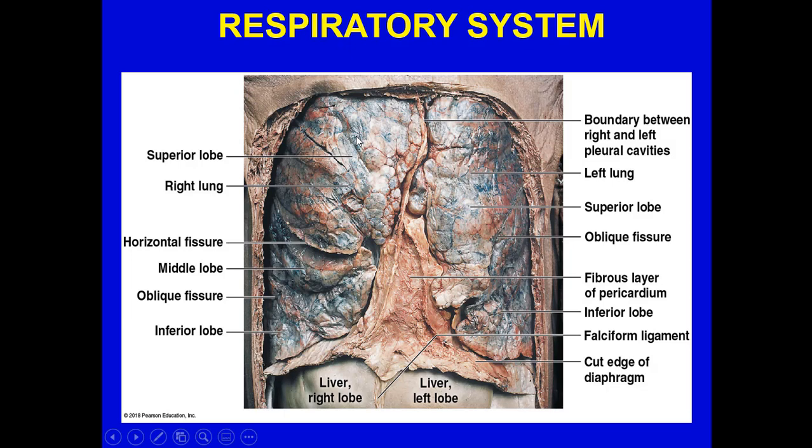The superior lobe, this is all right lung now. You have a horizontal fissure here. You have an oblique fissure down here. So you have inferior and middle lobe.